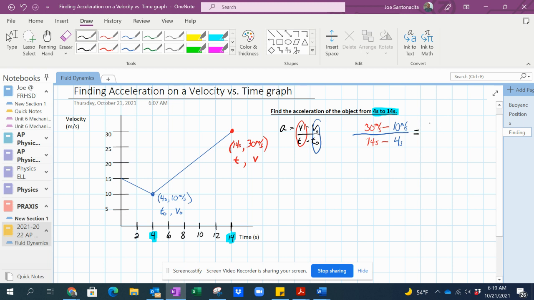And then this will equal 20 meters per second over 10 seconds, which would be 2 meters per second each second. And that would be the acceleration. So 2 meters per second each second would be the acceleration from 4 seconds to 14 seconds.